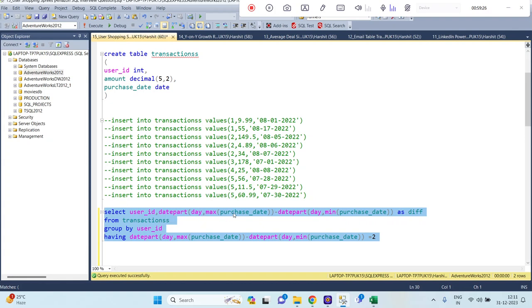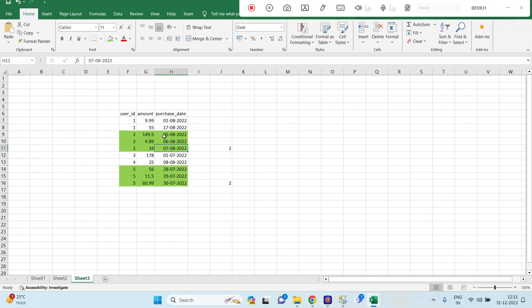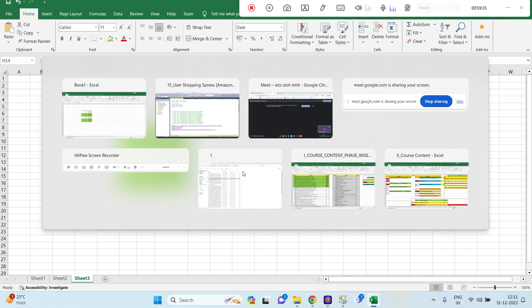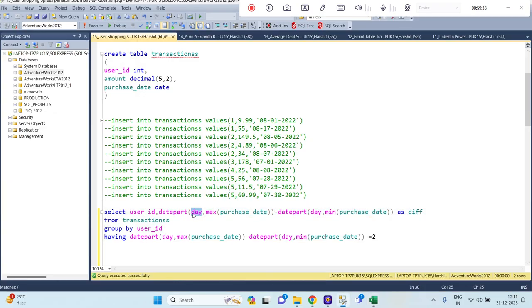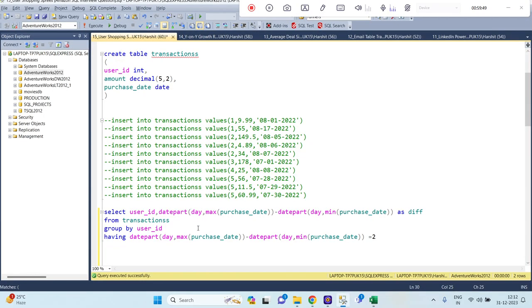I have taken the date part. So date part will give me only 7 and 5, and 30 and 28, because I have mentioned day in the date part. So day means 05, 06, 07, 28, 29, and 30. But now our requirement is the difference. So group by user ID having the same thing equal to 2 only. So now I am getting this one.